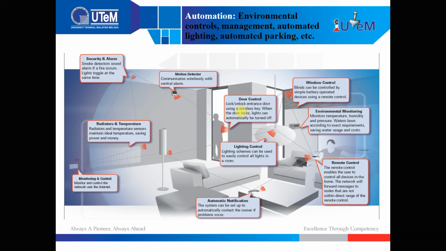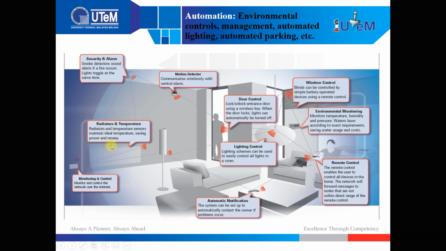So for the automation, as we can see from this picture, this picture actually illustrates how the automation looks like. For example, security and alarm, smoke detectors, sound alarm, if a fire occurs, light toggle at the same time. Okay, they automatically, when the smoke detectors detect the fire or the smoke, this system automatically toggles the light at the same time to alert the occupants that something or an incident has happened. Okay, and then the motion detector communicates wirelessly with central alarm. Okay, and also at the same time can be used as the security to detect the thief, for example.